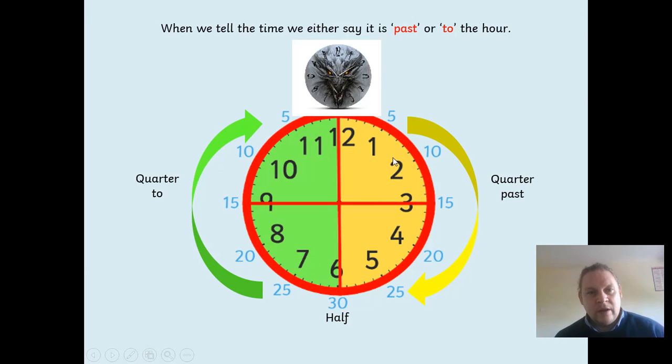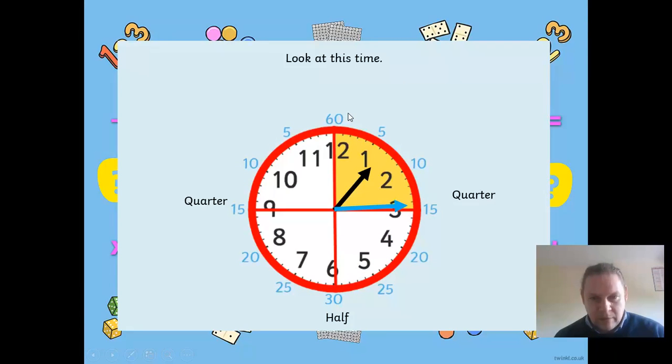So that's a good little way that you can remember it, okay? Past on this side, to on this side. As soon as we get past the 30, we're on our way to the monster. As soon as we pass the 12, we're past the monster, okay? Past the monster, to the monster, okay? So we'll see if we can remember that.